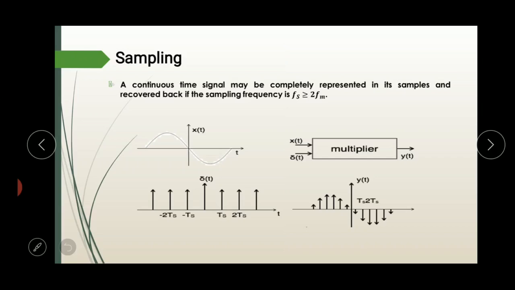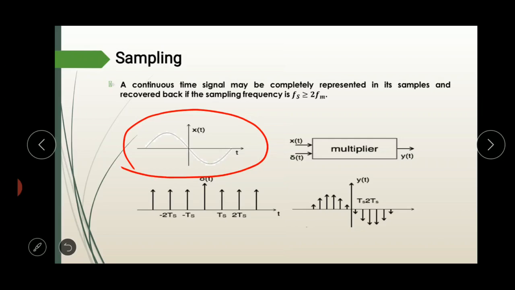Here we take a continuous time signal, then multiply that signal with a pulse train. This is the pulse train, and the frequency of this pulse train is maintained at fs, which is known as the sampling frequency. Then fm is the maximum frequency present in this signal.